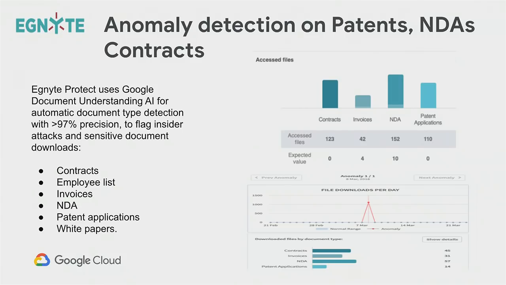Now, with Document Understanding AI, Ignite Protect is able to classify contracts, employee lists, invoices, NDAs in various document formats and flag sensitive documents when a large file activity happens so that insider attacks and espionage attempts can be thwarted by organizations. That's a cool real-world application of document understanding AI for sensitive document workloads that we see apply to various industries, say HR files, detecting GDPR compliance, so on and so forth.